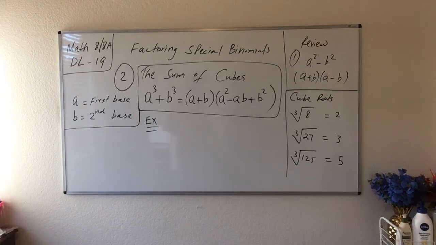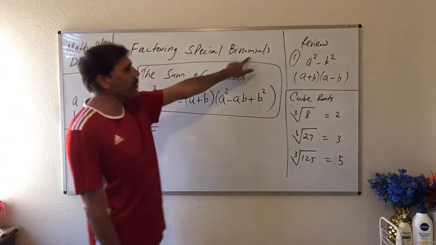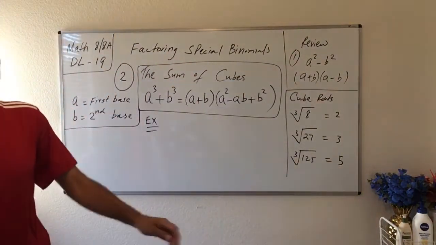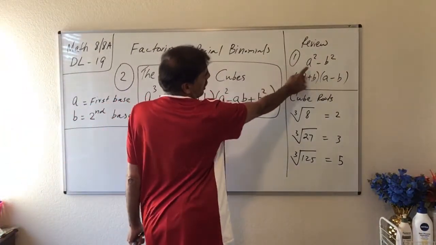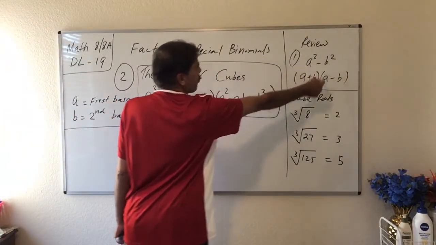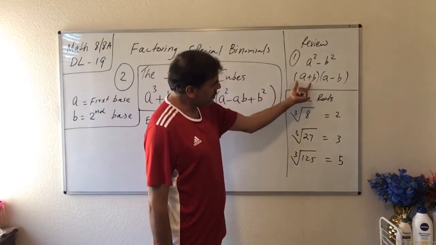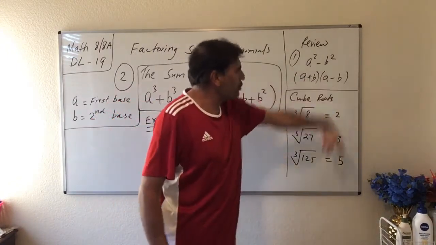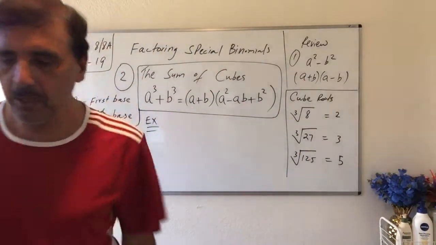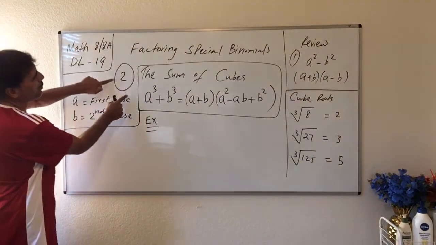Oh, hello everybody. We're going to continue to the next lesson, which is factoring special binomials. So far we did one, which is the difference of squares. It's a squared minus b squared equals a plus b times a minus b. So it's the first base plus the second, and the first base minus the second. How do you find the base? You take the square root.